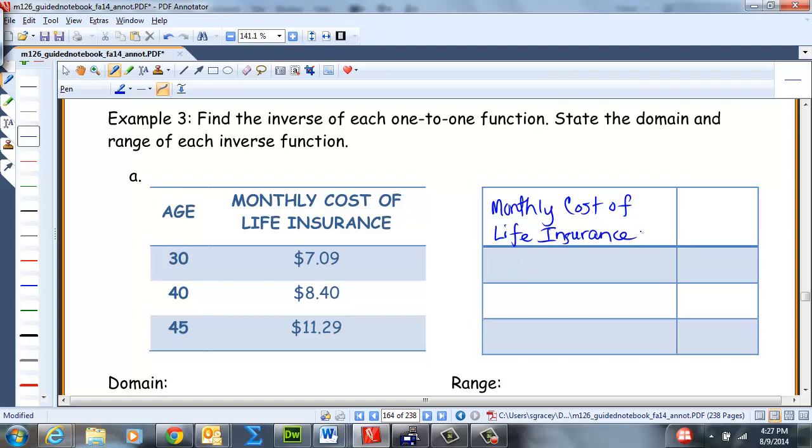And the new range, or the range of the inverse, will be age. So 709 corresponds to 30. 840 corresponds to the age of 40, and 1129 corresponds to the age of 45.